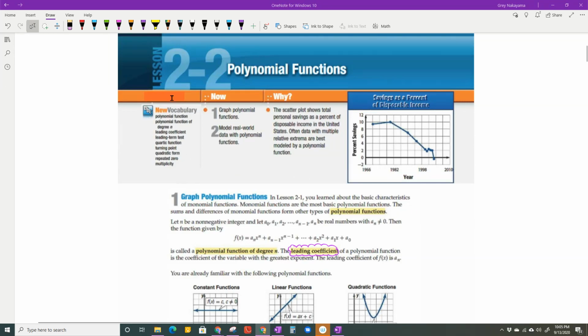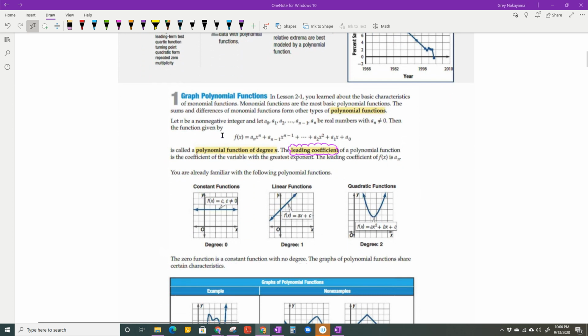Okay, today's lesson is 2.2 polynomial functions, and we are going to spend all of our time talking about graphing polynomial functions. We're actually not going to do any models, so there'll just be one video for this lesson.